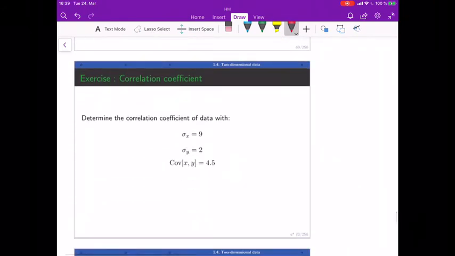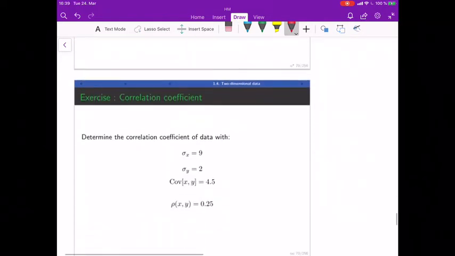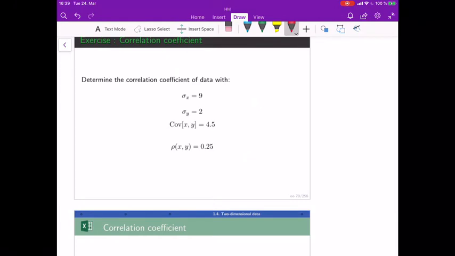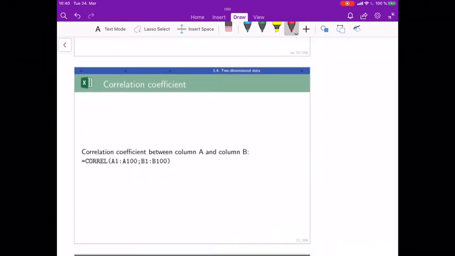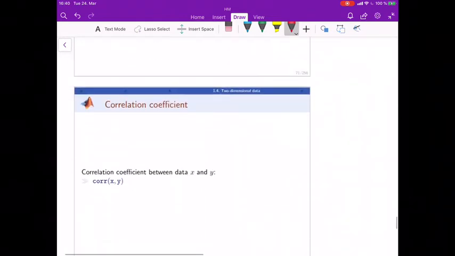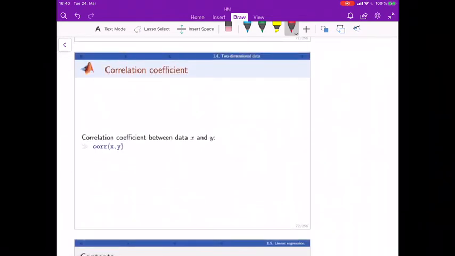Okay, give it a go. I've given you not the raw numbers, but the two standard deviations, and the covariance is 4.5. Determine the correlation coefficient. Exactly, that one is easy. You basically just divide 4.5 by 2 and by 9, 0.25. Obviously we're going to do it with Excel, CORREL is the function, or with MATLAB corr.